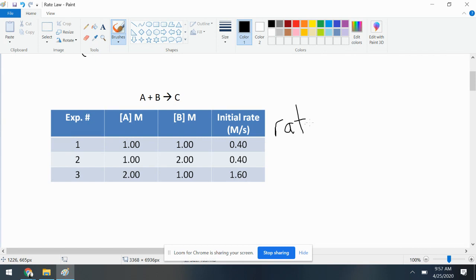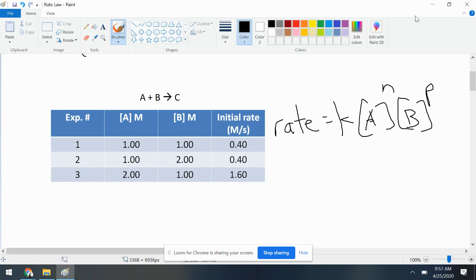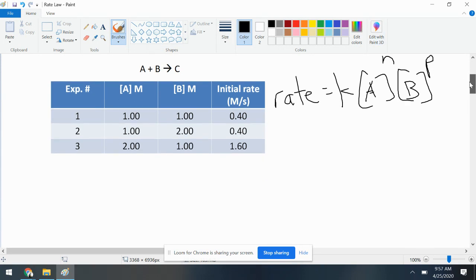Rate is equal to K. What's my two reactants? A. I'm going to put in brackets to indicate the concentration. To the power of n, which indicates the reaction order. Okay, times. Remember, there are two reactants. Concentration of B, and instead of n for the reaction order, I'm going to use another variable, so I'll use P this time. Okay. Here's my rate law equation, and what I need to do now is I have to figure out the reaction order for A and B based on the experiments. So let's start with A first.